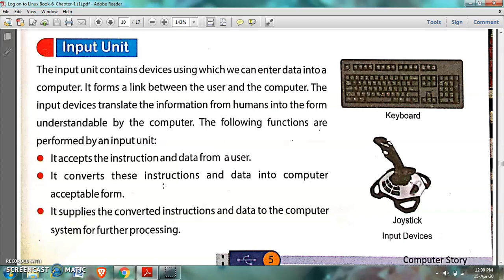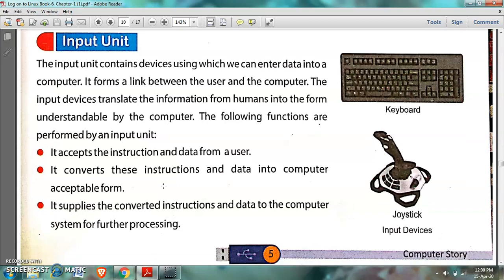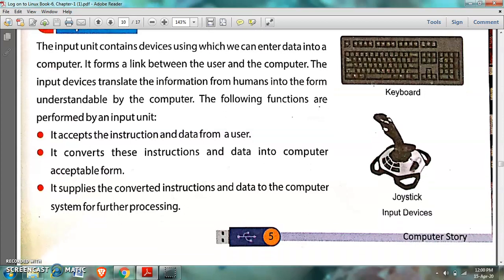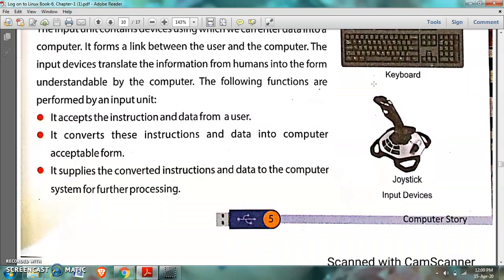Okay, so you are to just read this part of this chapter carefully to get the concept clarity about how the input goes to the CPU and what all things are done by the input unit. Clear? Here two devices are given which are used to accept data from the user: keyboard, joystick, and many more input devices I have told you in my previous videos. So go through those videos also.